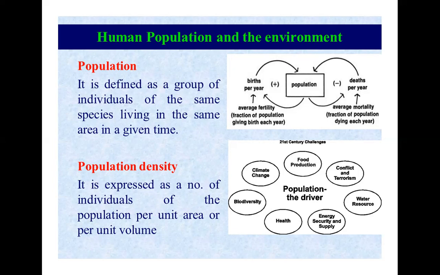Now, what is population density? Population density is expressed as the number of individuals of the population per unit area or per unit volume. Here are the various factors related to the population, the population drivers. Here you can see food production, conflict and terrorism, water resources, energy security and supply, health, biodiversity, and climate change.